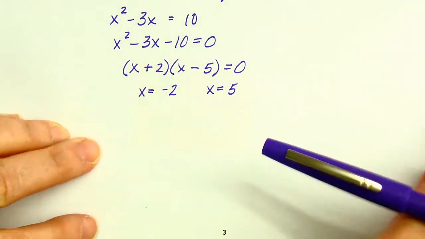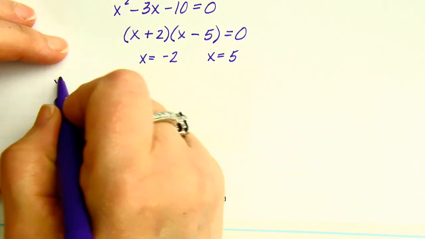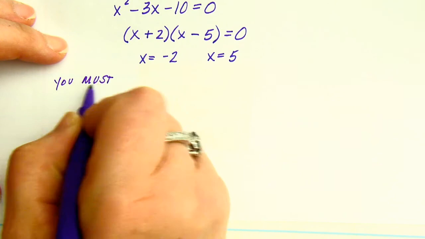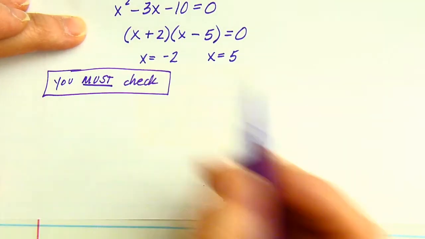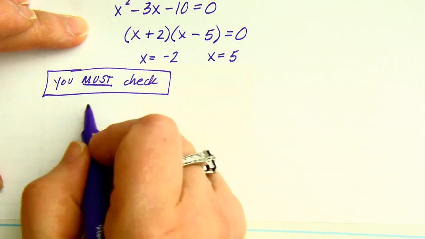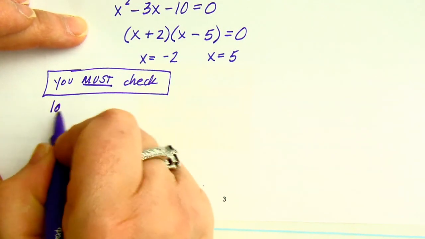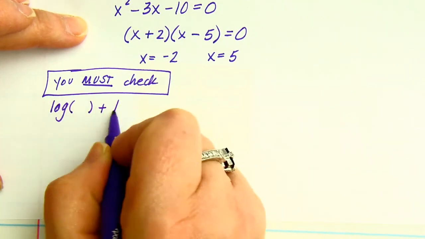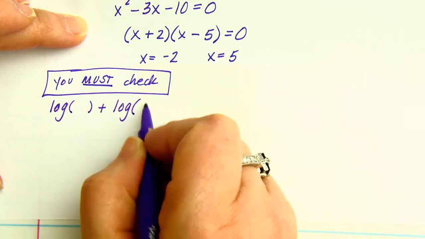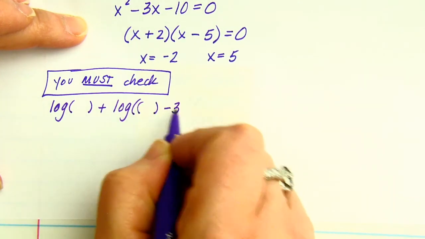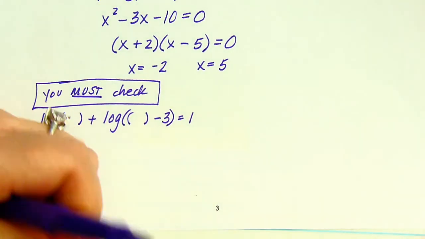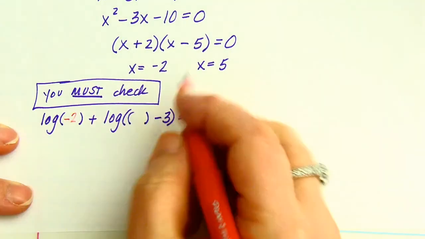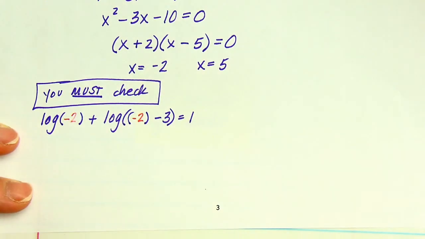All right, let's see if I have enough room to write here for my check. You must check. It's not optional because you're going to get wrong answers if you don't. All right. Log of x plus log of x minus 3 equals 1. Negative 2 is my first value that I'm checking.